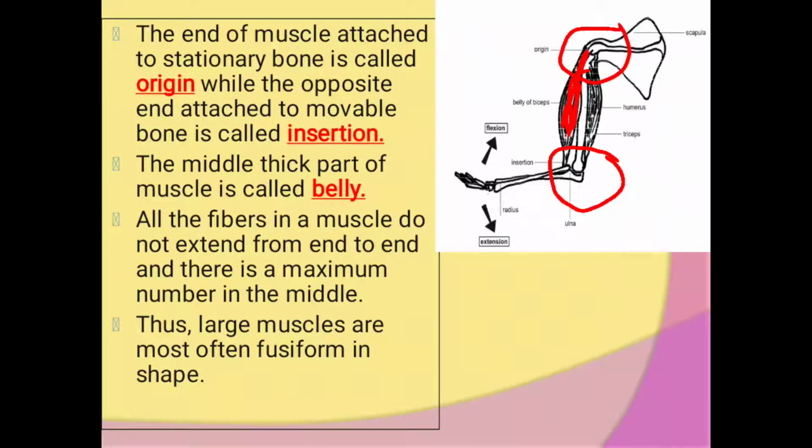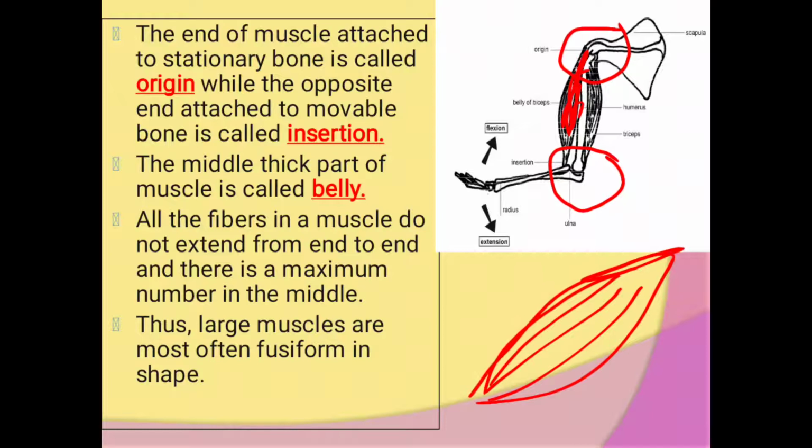All the fibers in the muscle do not extend from end to end. There is a maximum number in the middle. Thus, the large muscles are most often fusiform in shape, like this. This means they taper at both ends and bulge at the center. So this is about the structure of the muscles.